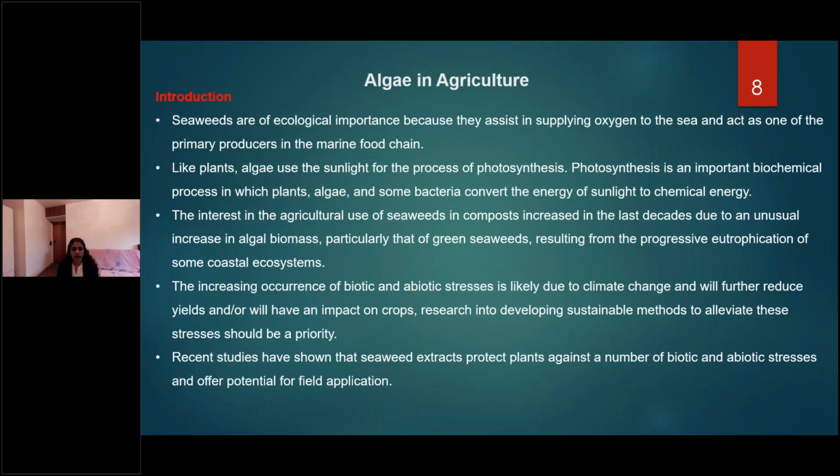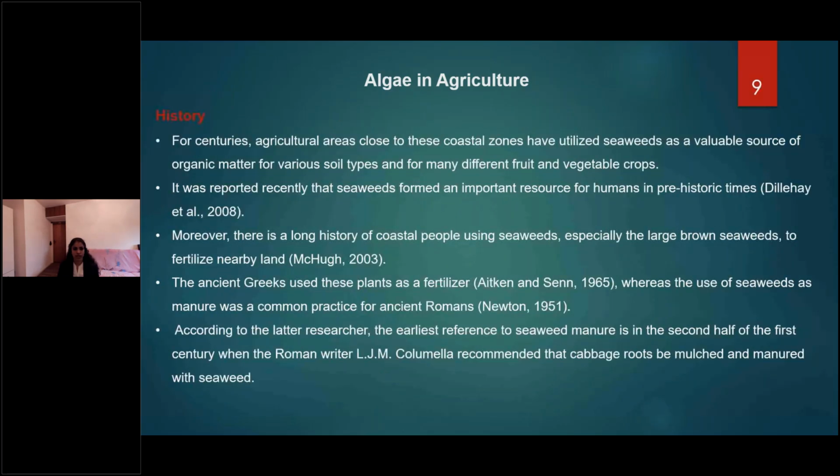The increase in the occurrence of biotic and abiotic stress is likely due to climate change and will further reduce yields or have an impact on crops. Nowadays, research into developing sustainable methods to alleviate these stresses should be a priority. Recent studies have shown that seaweed extracts protect plants against a number of abiotic and biotic stresses and offer potential for the field of application.